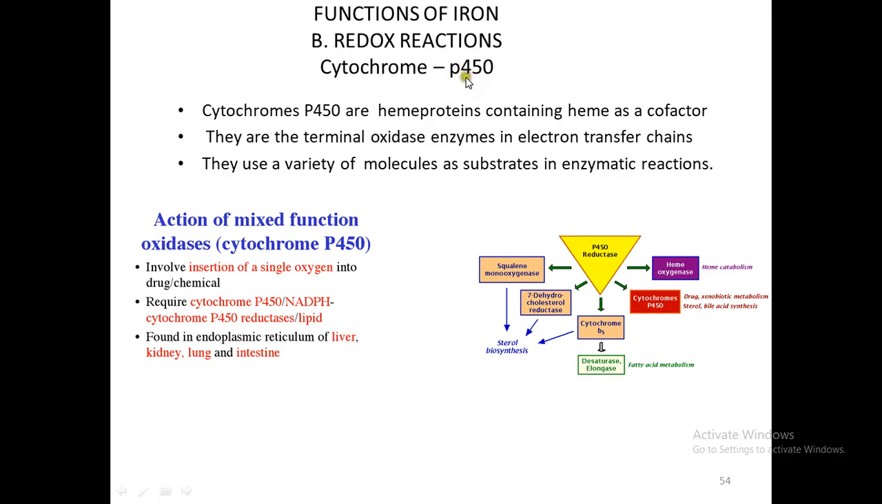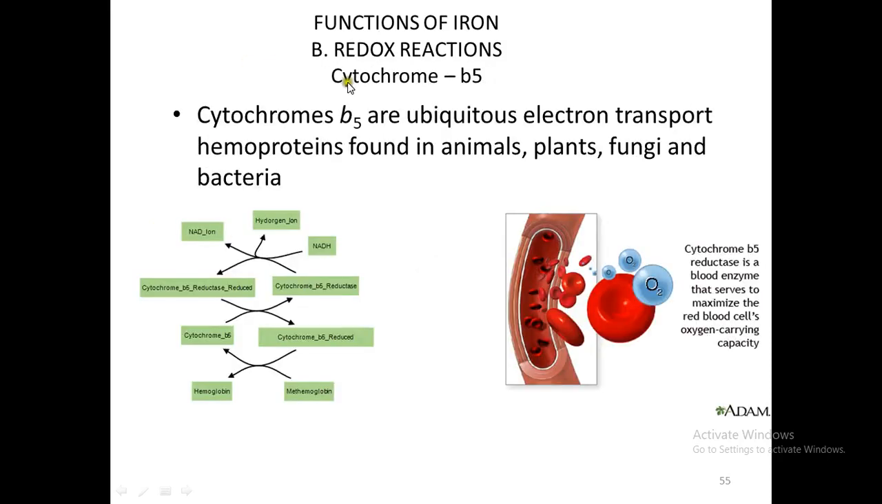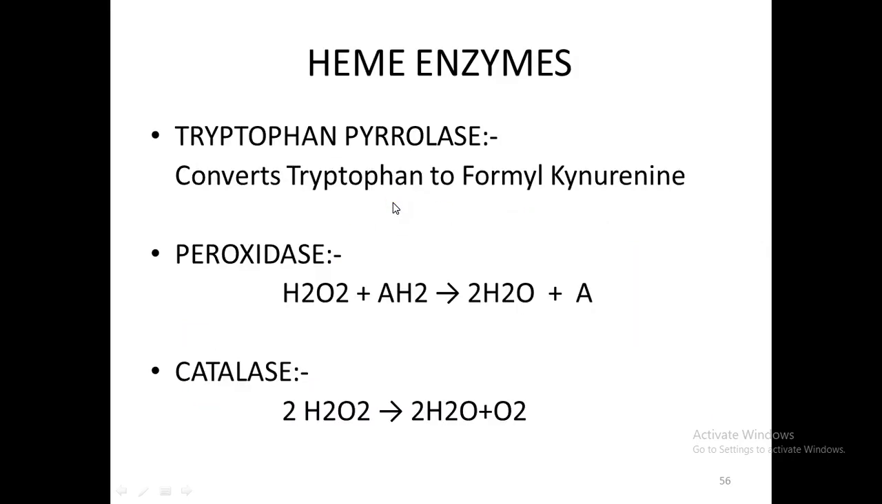Then we have cytochrome P450. Cytochrome P450s are also heme proteins. They contain heme as a cofactor, and they are the terminal oxidase enzymes in electron transfer chains. They use a variety of molecules as substrates in enzymatic reactions. Then we have cytochrome b5. These are ubiquitous electron transport heme proteins. They are found in animals, plants, fungi, bacteria, etc.